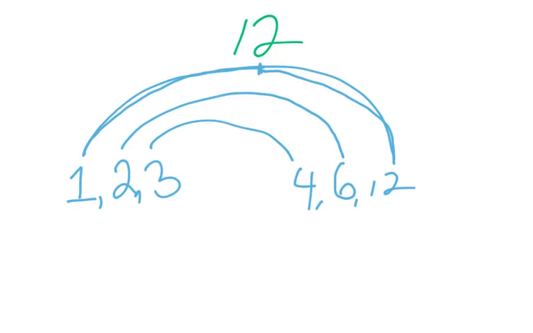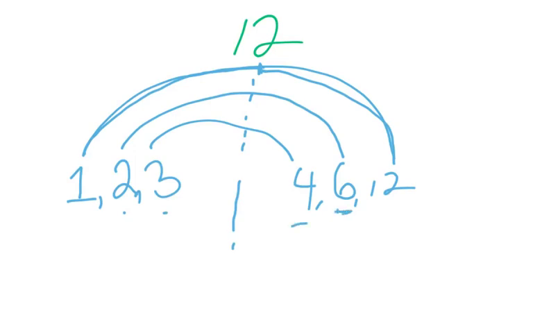Then I go up to 4. Oh wait, I already have 4 on this side of the factor rainbow. So if I can cut a line down the middle, I have 1, 2, 3, and then my next factor is on the other side. That means that I'm done. I've used up all of my factors because 4 would be another factor.